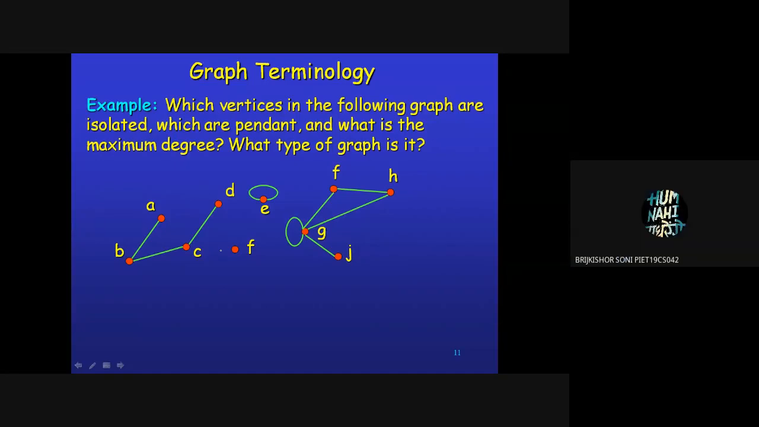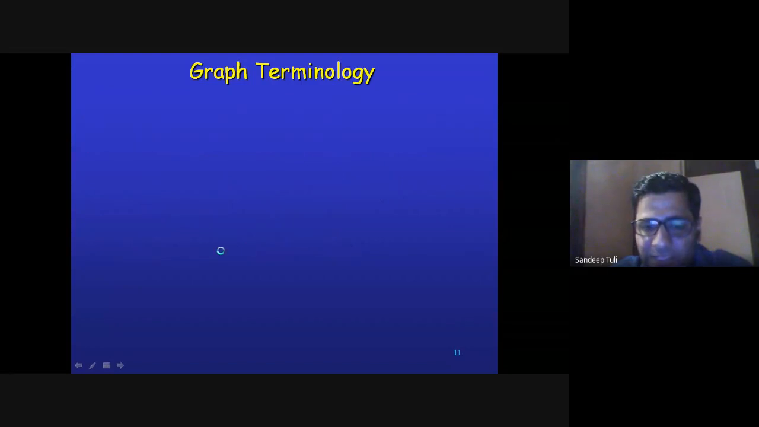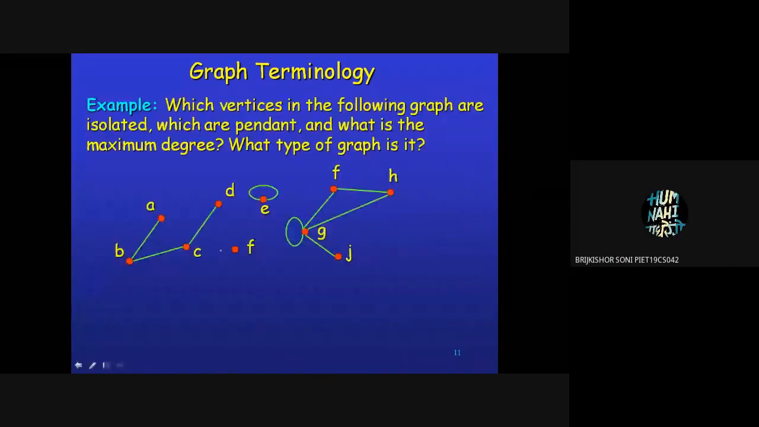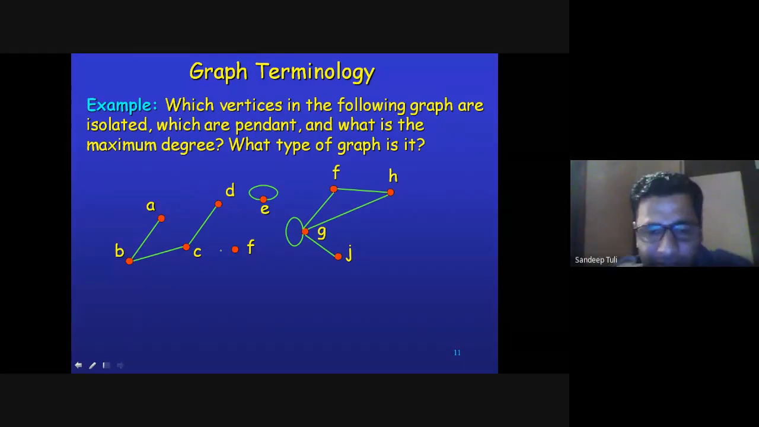Pendant means its degree is... Sir, please explain pendant one more time. Pendant vertex means degree 1. Sir, there is no pendant vertex, because E has a loop and it counts twice. There is no pendant vertex in this.